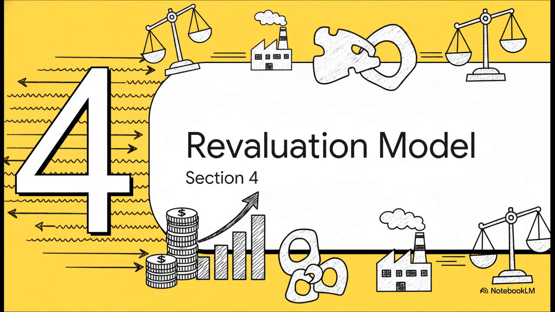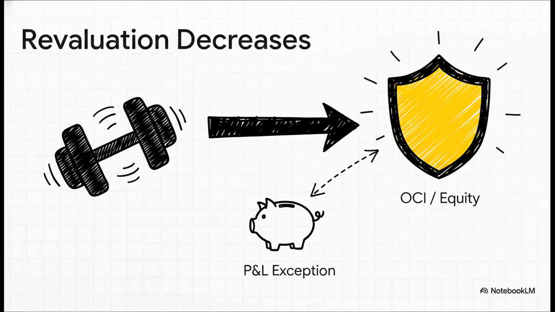Section 4, Revaluation Model Application. Now, let's look at the other path. Under the policy choice of the revaluation model, things get a bit more layered. If the liability decreases, then you recognize the gain. Where? In other comprehensive income, or OCI, which increases the revaluation surplus in equity. Unless, and this is a big unless, you are reversing a previous revaluation deficit on that exact same asset. If that's the case, then you recognize the decrease in P&L.